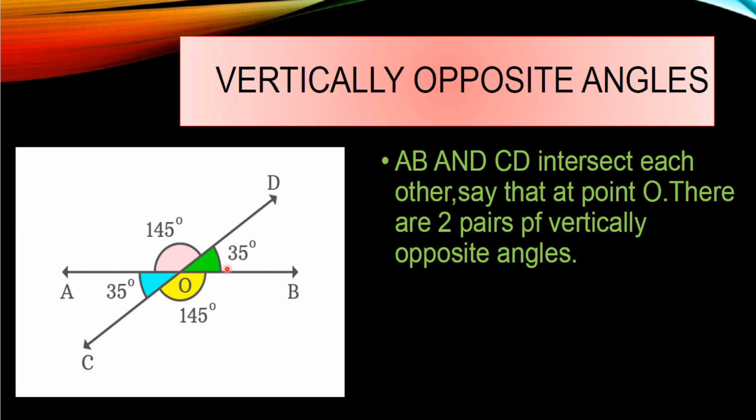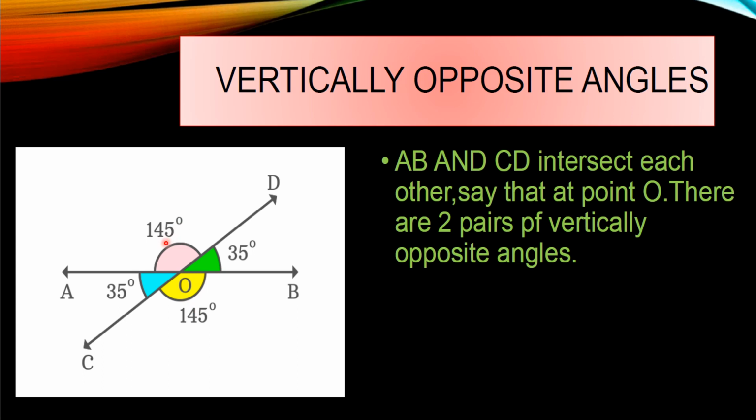If we observe, the vertically opposite angles are equal. If two lines are intersecting each other at a point, then two pairs of vertically opposite angles are formed. Those vertically opposite angles are equal. Isn't it, my dear children?